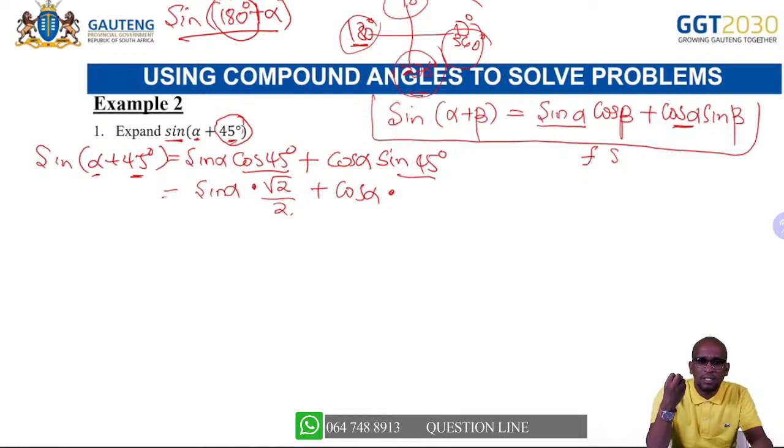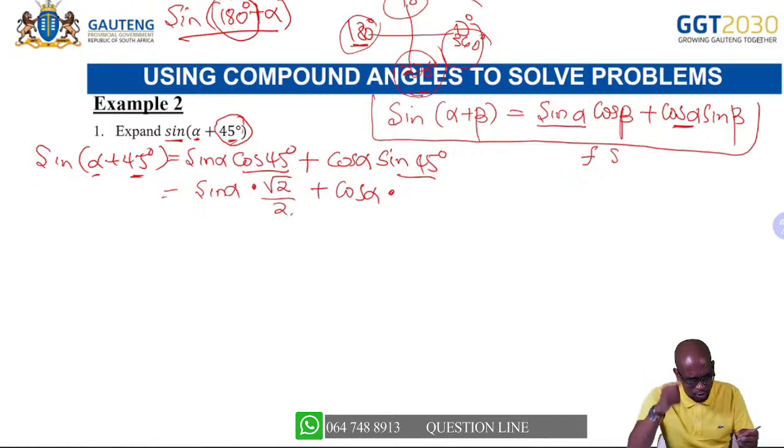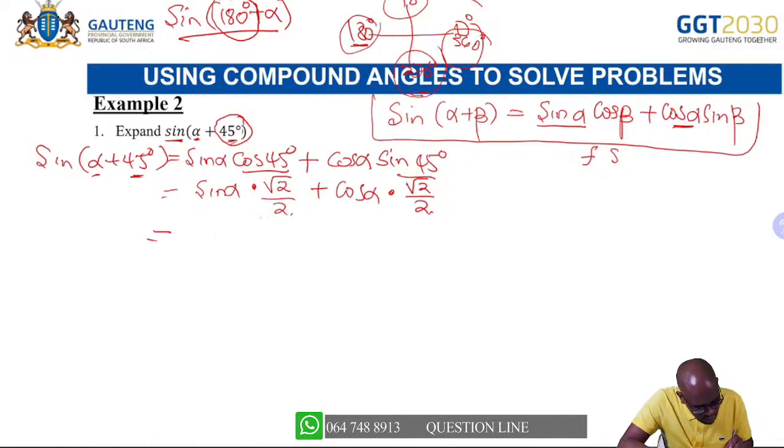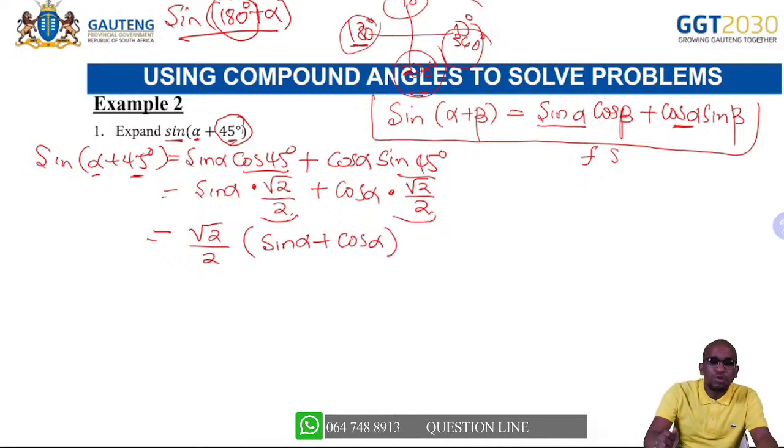Remember, our calculators nowadays have special angles, but those of you that are still using the triangles and the unit circles to find special angles, you can still do so. So this would be root 2 over 2, like that. So now to simplify this, you can see that root 2 over 2 is a common factor. So I would factor out root 2 over 2. This would be sine alpha plus cos alpha, like that. So you have just simplified this one using the compound angles. Right, we move on.